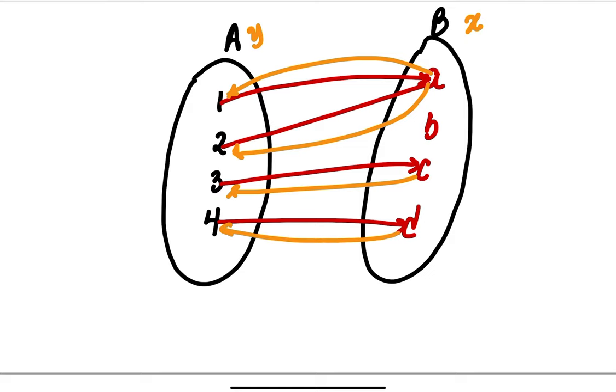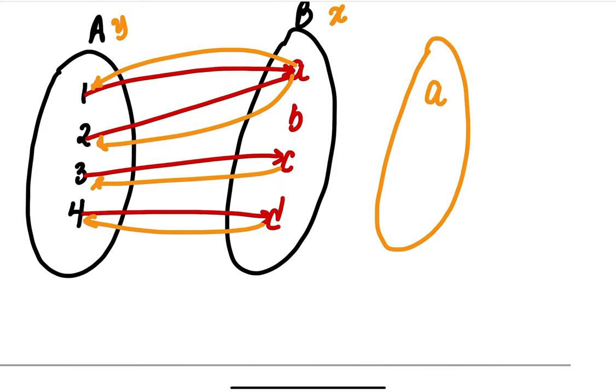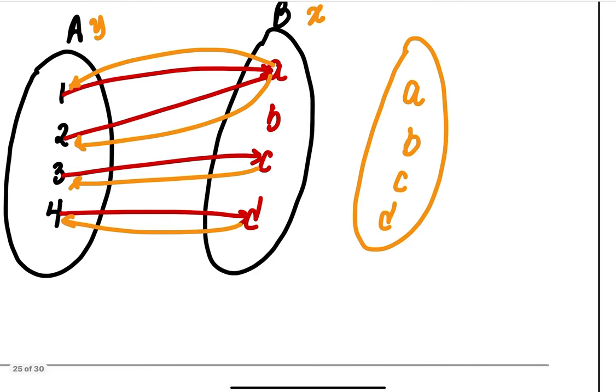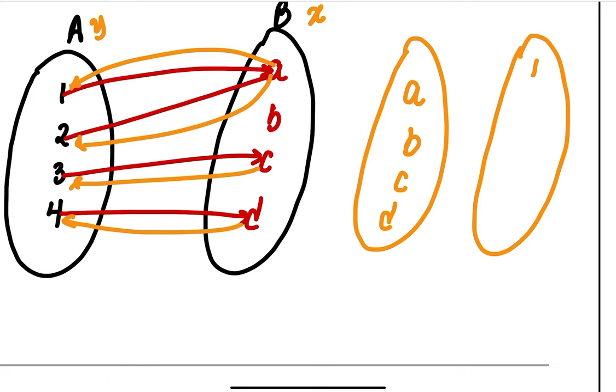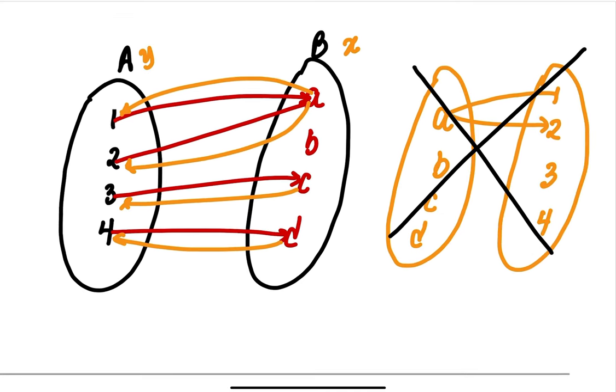But is this a function? No, this is not, because now my X values are A, B, C, D, and my Y values are 1, 2, 3, 4. So when you're finding the inverse, the X becomes the Y and the Y becomes the X. And look what happens. A is going to 1 and A is also going to 2. And what's the first rule for this to be a function? 1 x should go to exactly 1 y. So this is not a function.